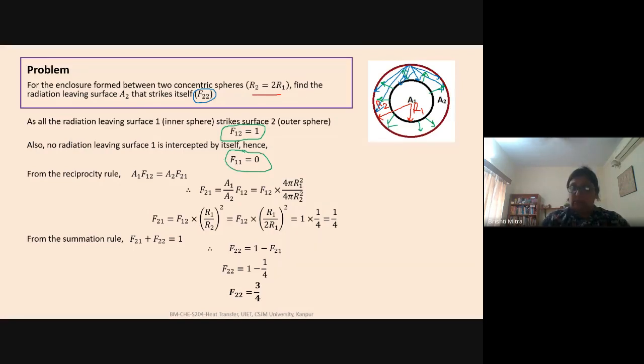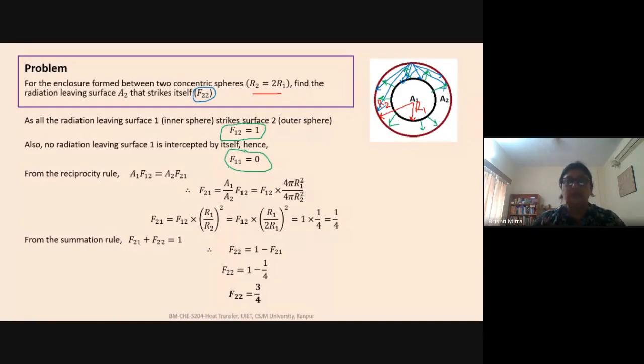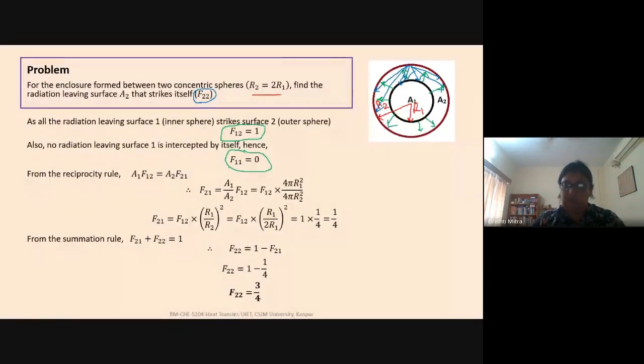From the reciprocity rule, since there are two surfaces out here, i and j, what we had said is Ai Fij is equal to Aj into Fji. So if we write i and j as 1 and 2, this comes out to be A1 F12 is equal to A2 F21. Now, if I want to find out the value of F21, which is out here, I can write this as F21 equal to A1 F12 divided by A2. F21 is what we are trying to find out.